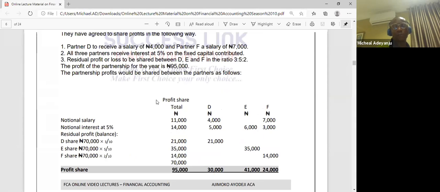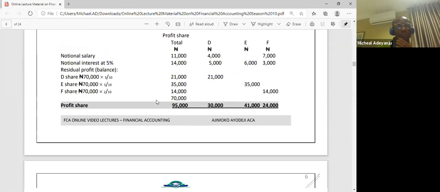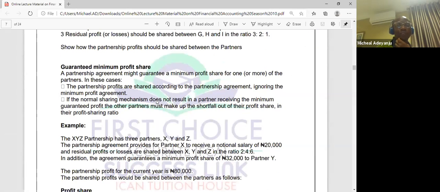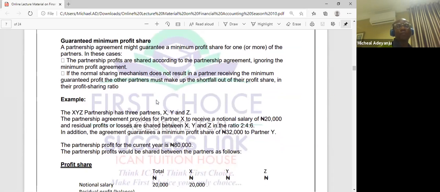It's actually not different from the example we just saw. To catch up with our time, we also have another condition in profit sharing ratio, whereby we have a guaranteed minimum profit share. So for example, a partnership agreement might agree a minimum profit share for one or more of the partners, as the case may be.